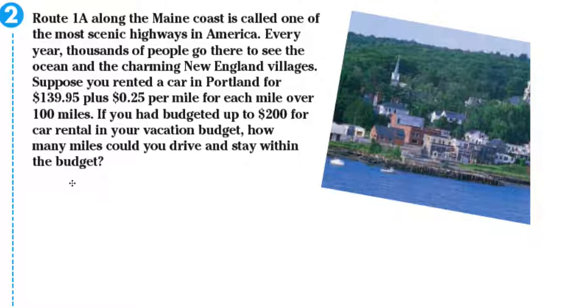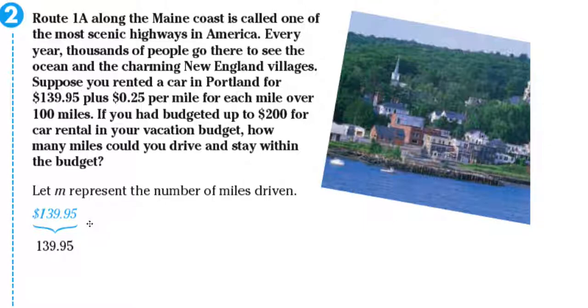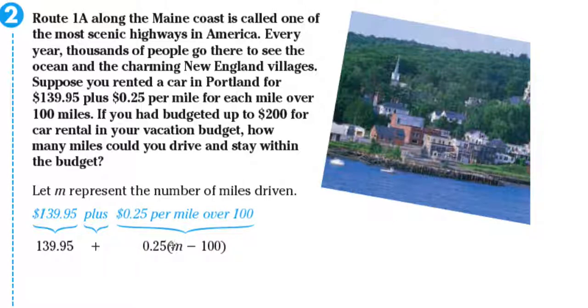So first things first, the let statement. Let m represent the number of miles driven. We get our rental price of 139.95, plus 25 cents per mile. That means 0.25 times m minus 100. Why m minus 100? Because it's the number of miles over 100. The first 100 miles are free, so you're only paying for the miles you drive over 100.